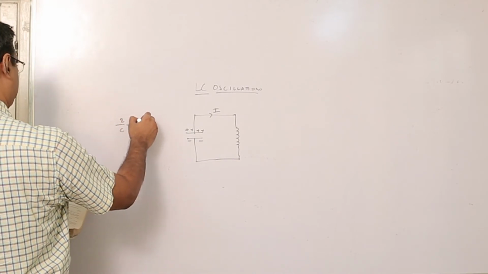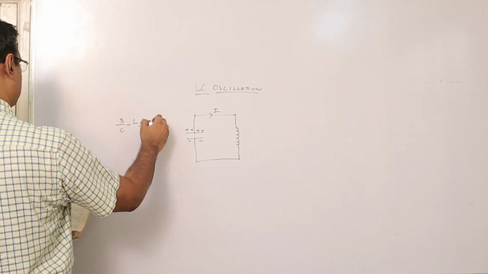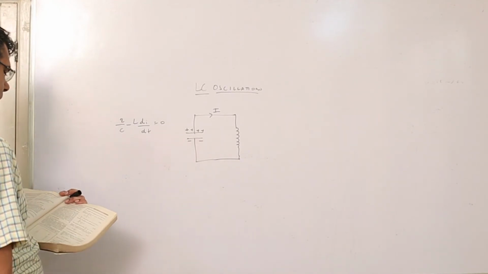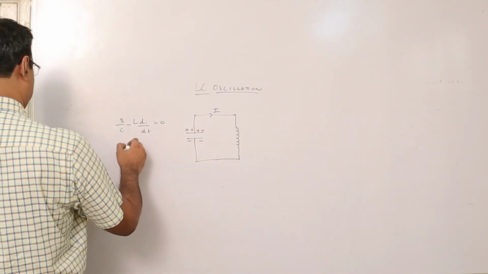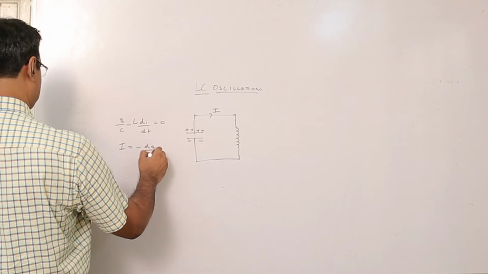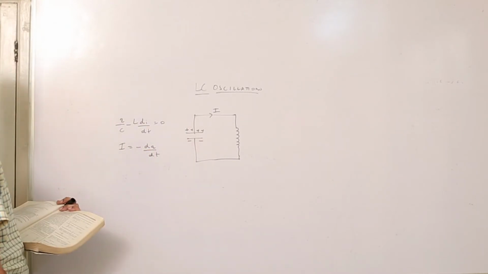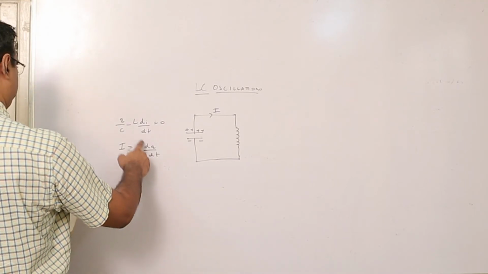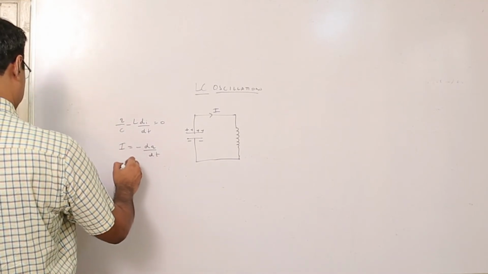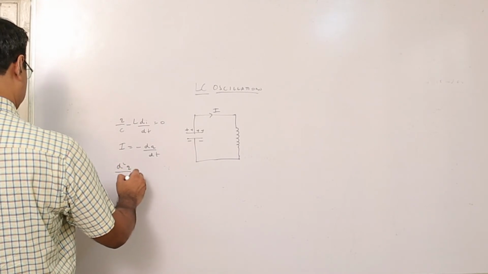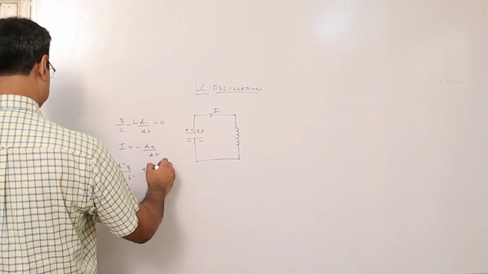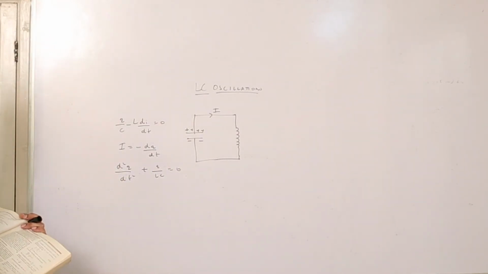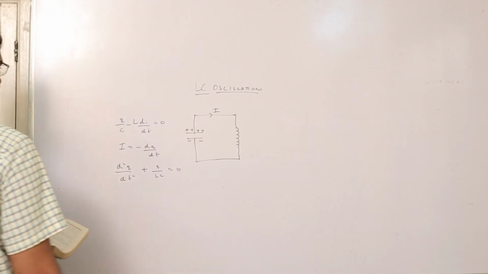If you apply Kirchhoff's law, you will get Q by C minus L di by dt is equal to 0. Now remember, the capacitor is discharging current, so I will be minus dq by dt. If you combine these two equations, then d2q by dt square plus q by LC is equal to 0.